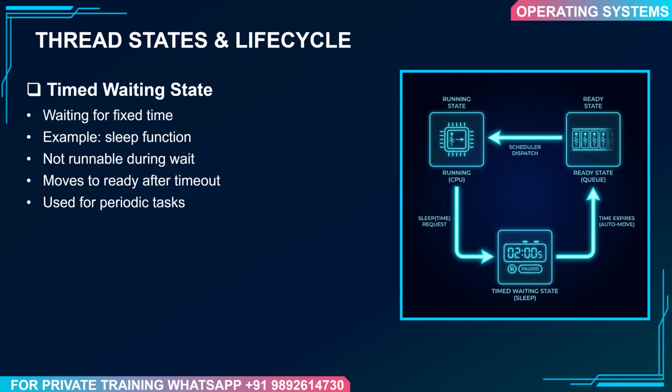In some systems, you may also hear about a timed waiting state. This is a variation of the waiting state where the thread waits for a specific amount of time. For example, a thread may call a sleep function to pause itself for 2 seconds. During this time, it is not runnable. After the time expires, the thread automatically moves back to the ready state. This is commonly used in applications that need periodic actions, such as checking for updates every few seconds.